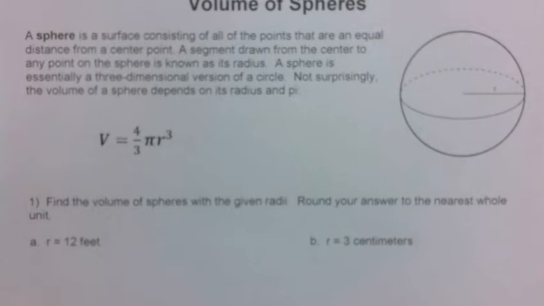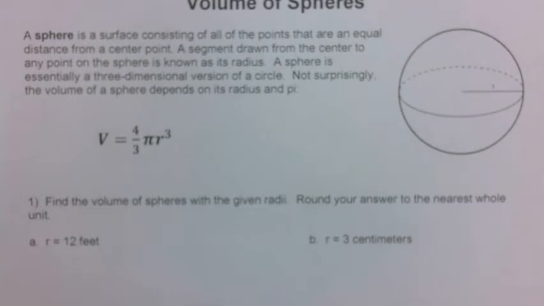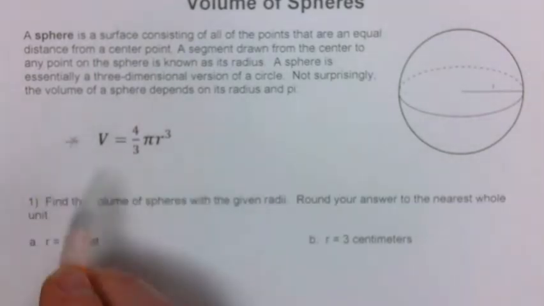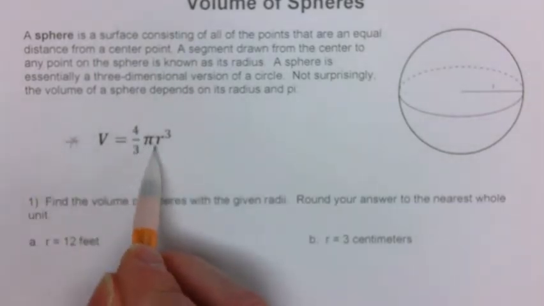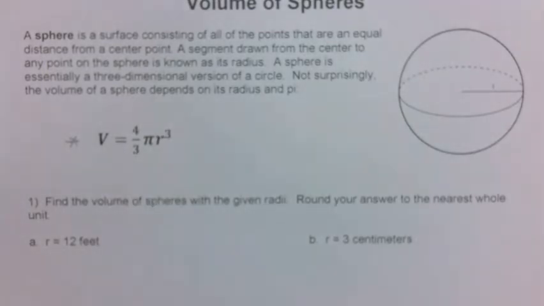In the next part of the lesson, we're going to be looking for the volume of spheres. A sphere is a surface consisting of all the points that are an equal distance from a center point. A segment drawn from the center point to any point on the sphere is known as its radius. A sphere is essentially a three-dimensional version of a circle. Not surprisingly, the volume formula of a sphere depends upon its radius and pi. The volume formula for any sphere, V equals 4/3 pi r cubed, so to the third power.